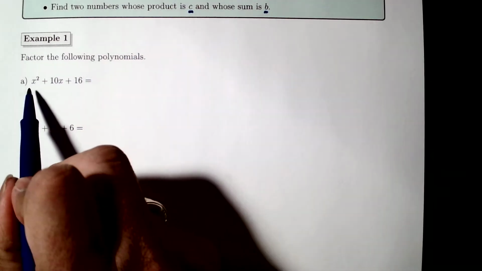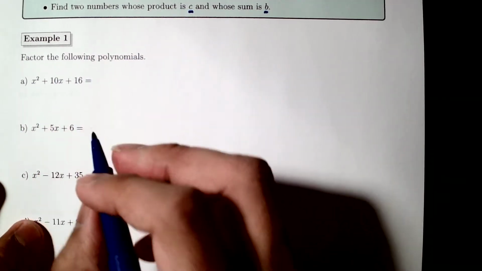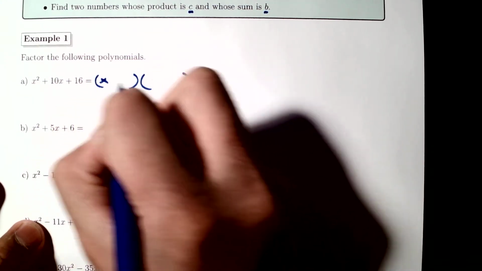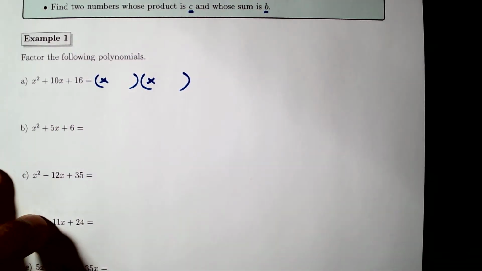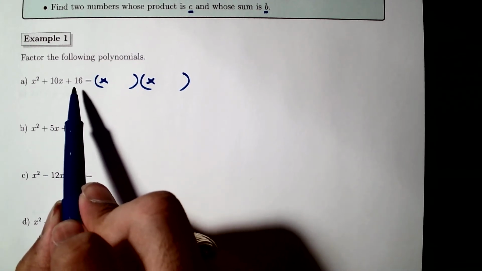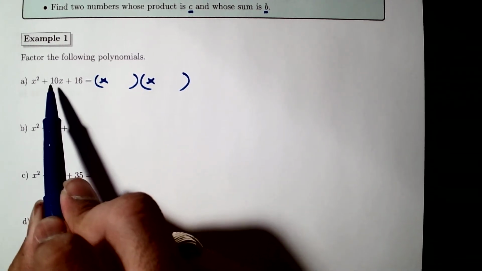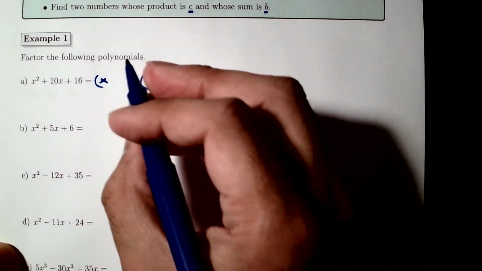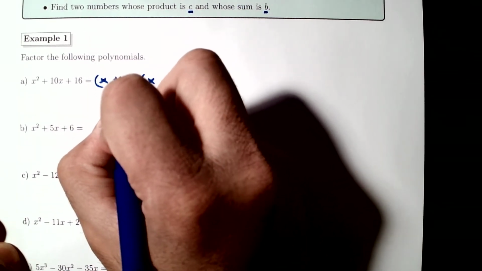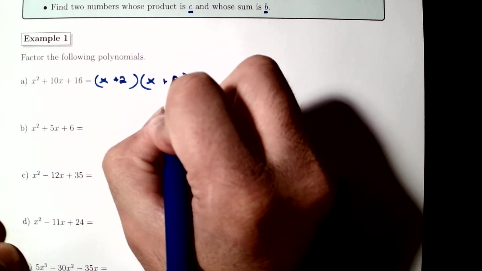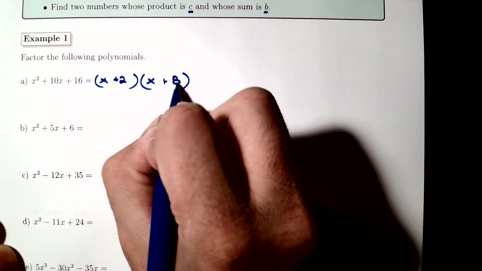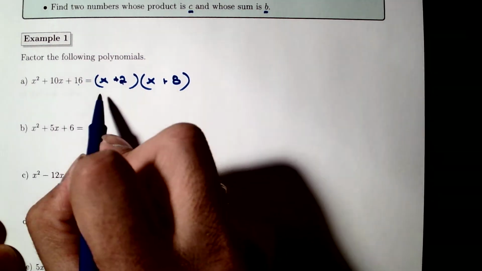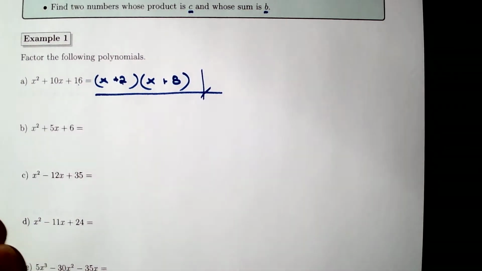So let's factor x squared plus 10x plus 16. So, double bubble. Both bubbles are going to have the x, and then we're going to look for two numbers whose product is 16 and add up to 10. Factors of 16 that add up to 10, these are going to be 2 and 8, because 2 times 8 is 16, and 2 plus 8 equals 10. Final answer, as easy as that.